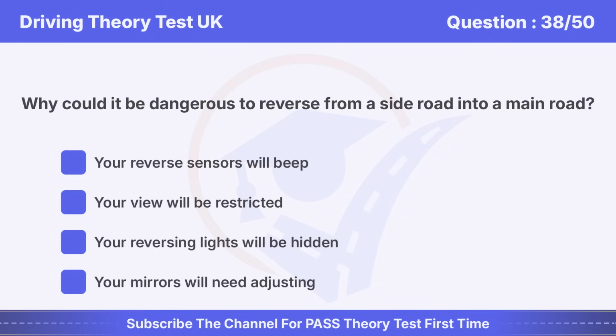Question 38. Why could it be dangerous to reverse from a side road into a main road? Option A. Your reverse sensors will beep. B. Your view will be restricted. C. Your reversing lights will be hidden. D. Your mirrors will need adjusting.